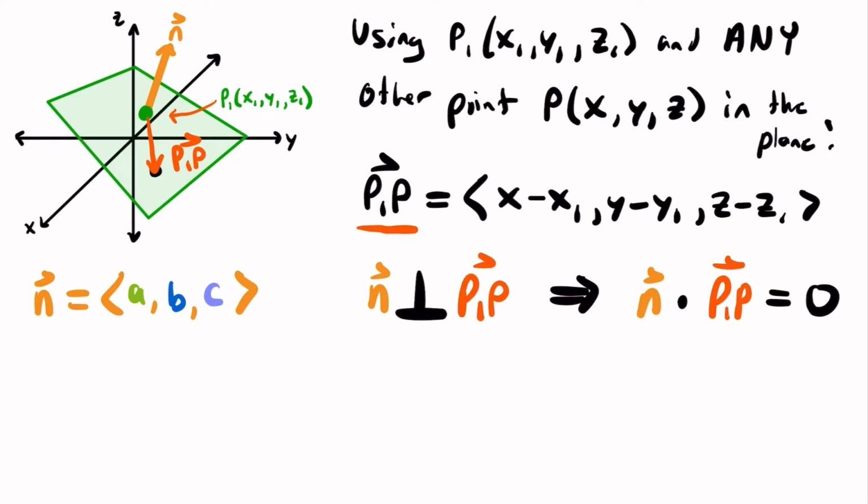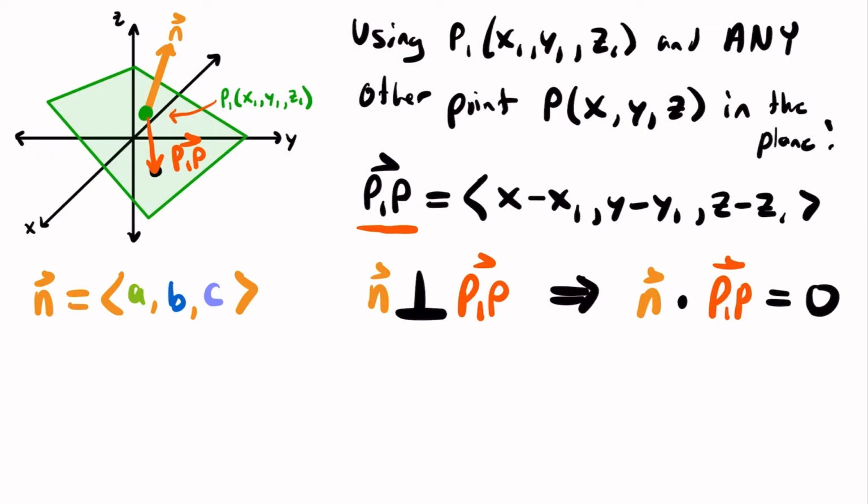Okay, so here's what happens if we take this dot product. Remember that the dot product of 2 vectors is equal to the sum of the product of corresponding components. And I know that that sounds fancy, but really all it means is that we multiply the x components together, add that to multiplying the y components together, and then add that to multiplying the z components together.